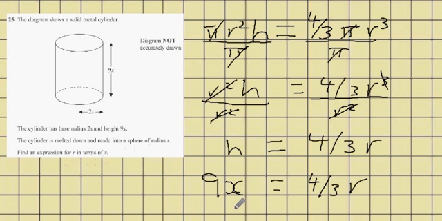At the moment, x is being multiplied by 9, so to get it by itself, we would have to divide it by 9. So if we divided 9x by 9, we'd be left with just x. We have to do the same to the right side as well. So we must divide the right expression by 9 as well, because we divided the left expression by 9. So if we divided 4/3 r by 9, it would be 4 over 3 times 9 r. 3 times 9 is 27. So it's going to be 4 over 27 r, or 4/27 r. We can't make it any simpler than that, so that's our final answer. That is the radius of the sphere that would be made in terms of x, which is what we were asked to find. x is equal to 4/27 r.